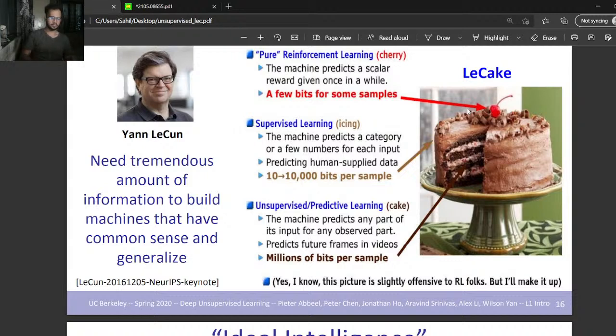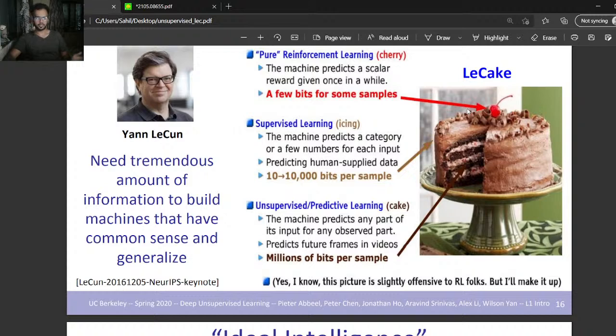Because in a pure RL environment, let's say we have a game. You have all the visual features in front of you, but getting all the visual inputs, which are very high dimensional in nature, your RL model just has to output a few bits of predictions, such as which direction it has to move with what acceleration and so on. In supervised learning, he mentions it's like the icing on the cake.